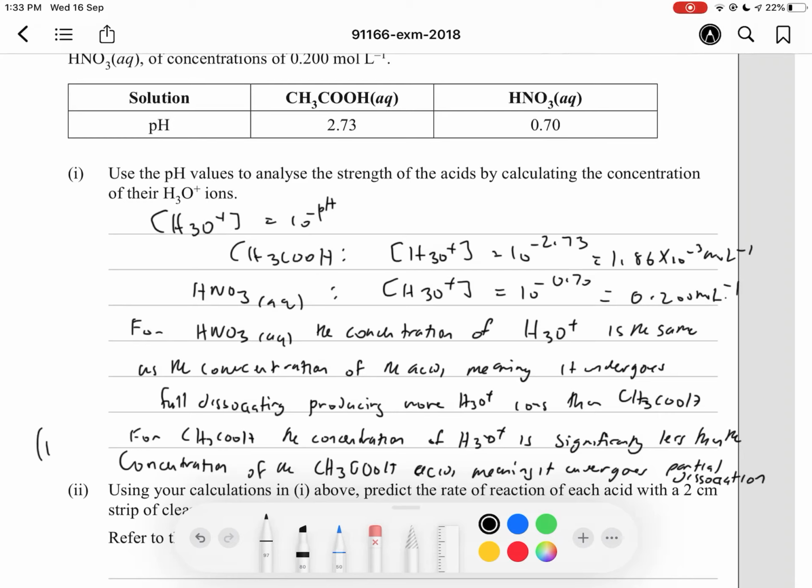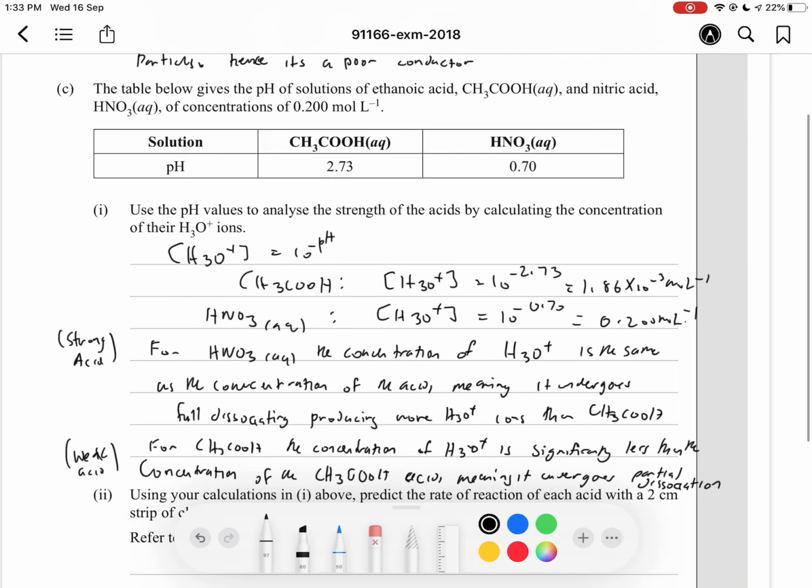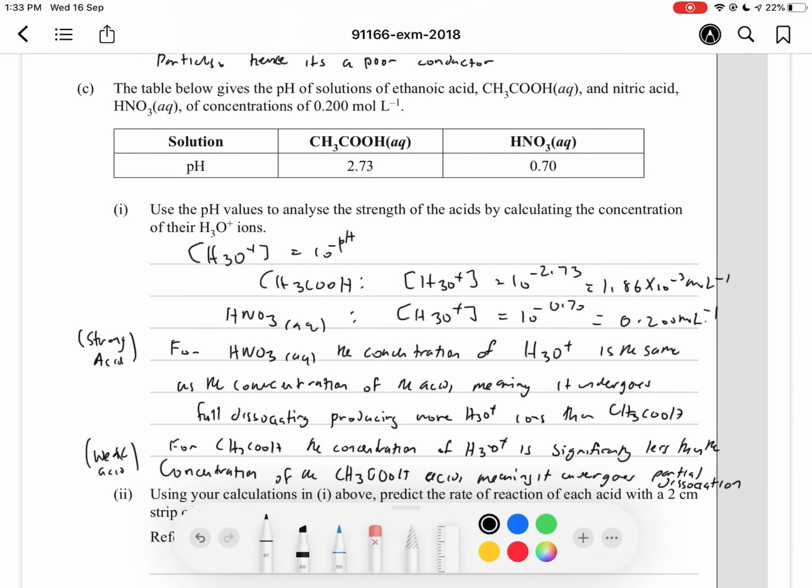So you can say that the ethanoic acid is a weak acid, and therefore HNO3 will be the strong acid. And that's really all we need for this question. So we need a correct calculation for both of them. That's 1.86 times 10 to the power negative 3 mole per liter concentration of hydronium for ethanoic acid, and 0.2 mole per liter concentration of H3O plus for nitric acid. That's the correct calculation.